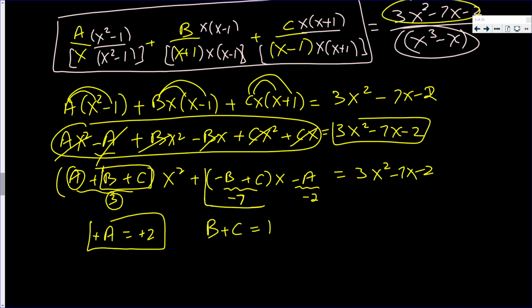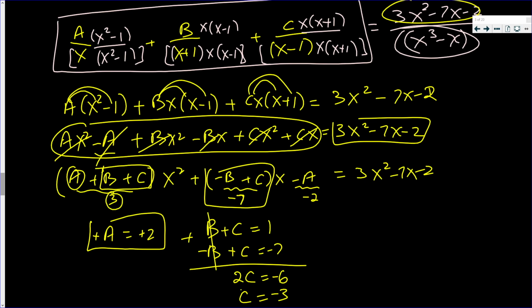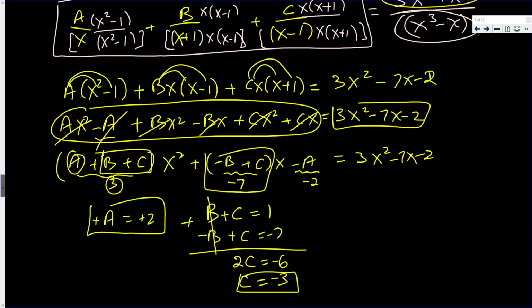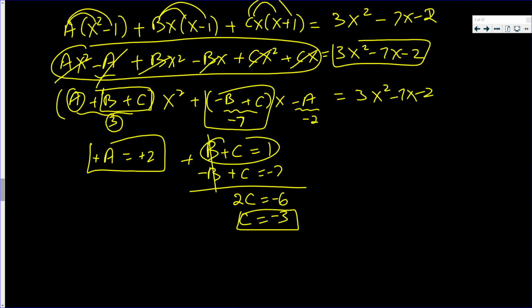And negative b plus c is negative 7. If I add these, the b's cancel, and I get 2c is negative 6. So c is negative 3. But b plus c is 1, so b is 4, because negative 3 plus 4 is 1. So a is 2, b is 4, and c is negative 3.